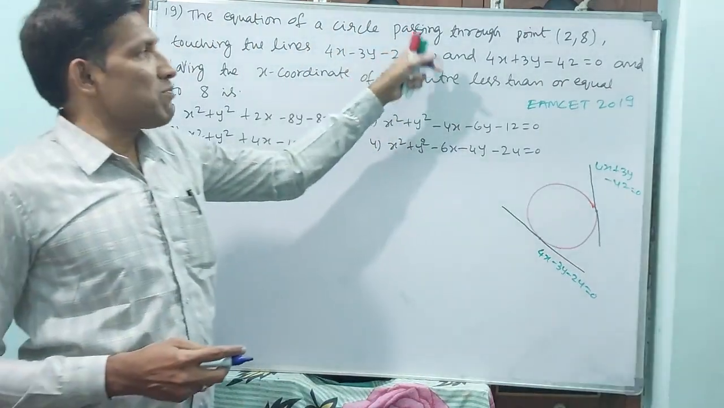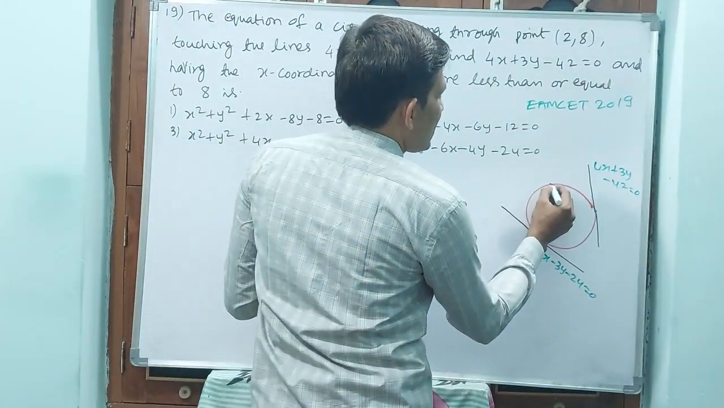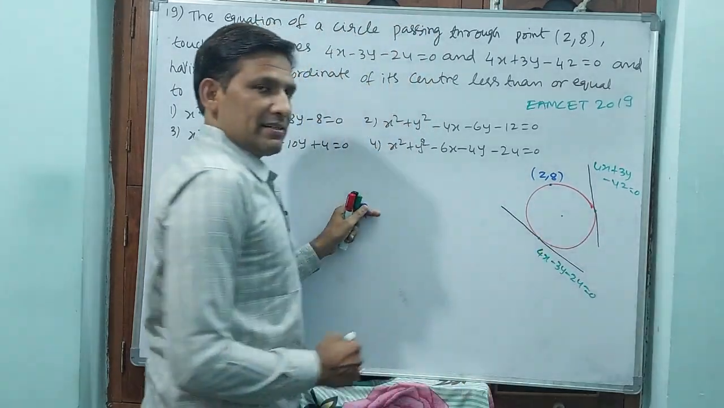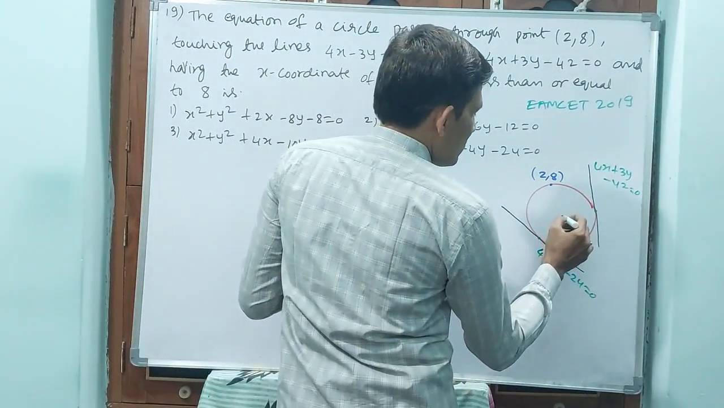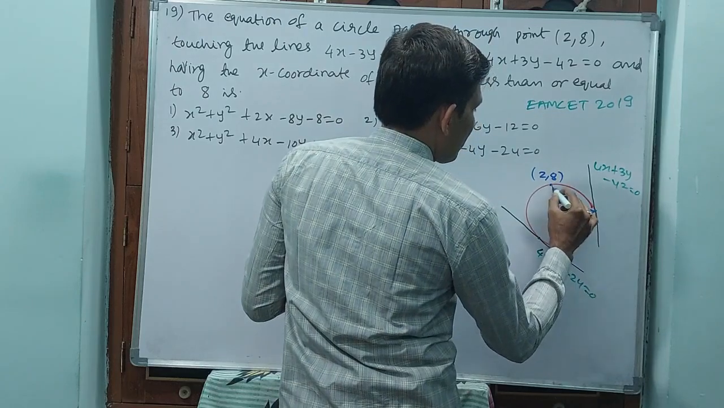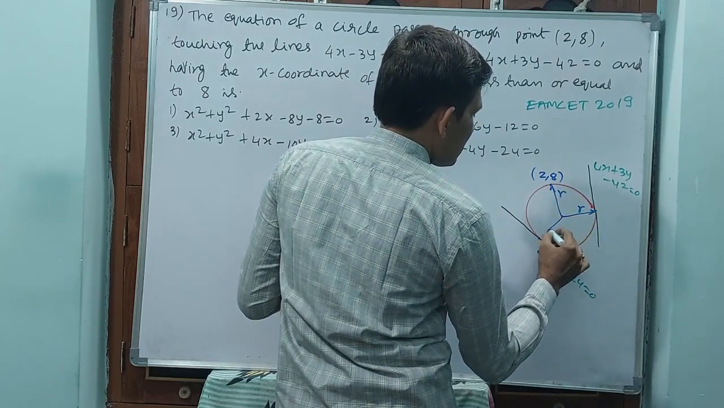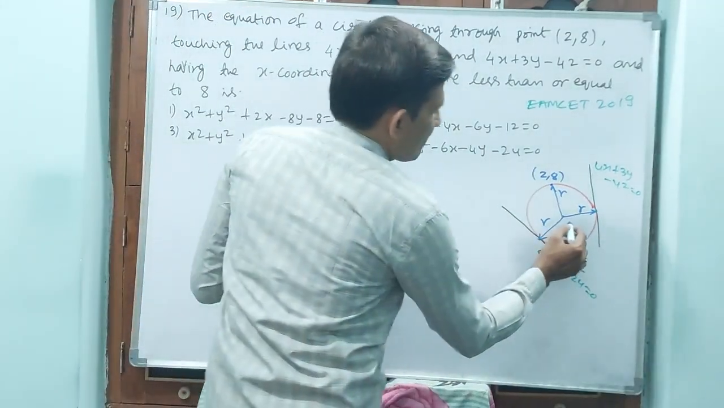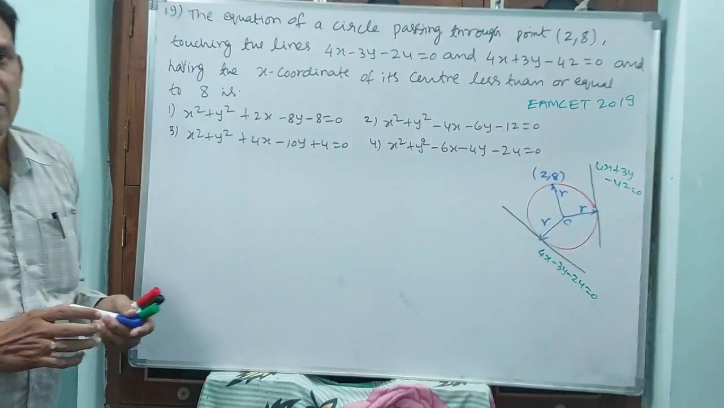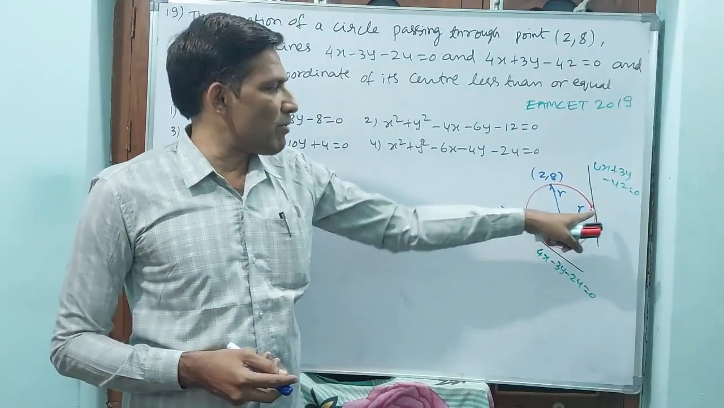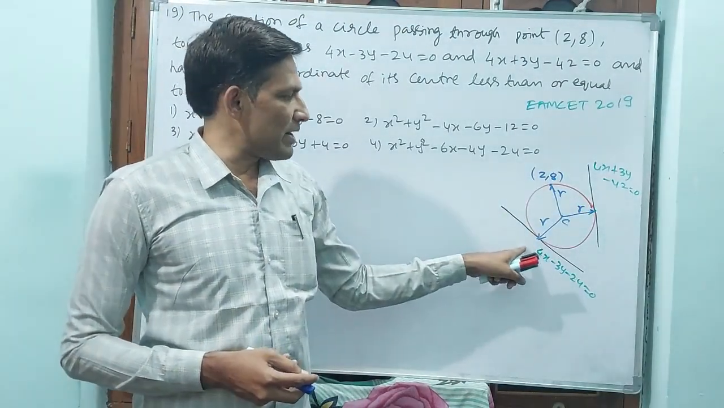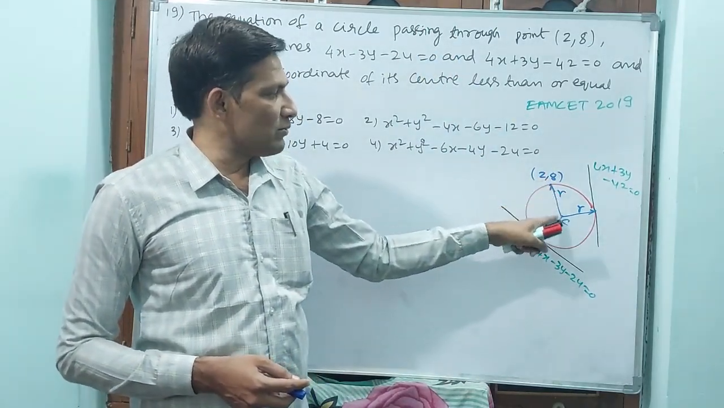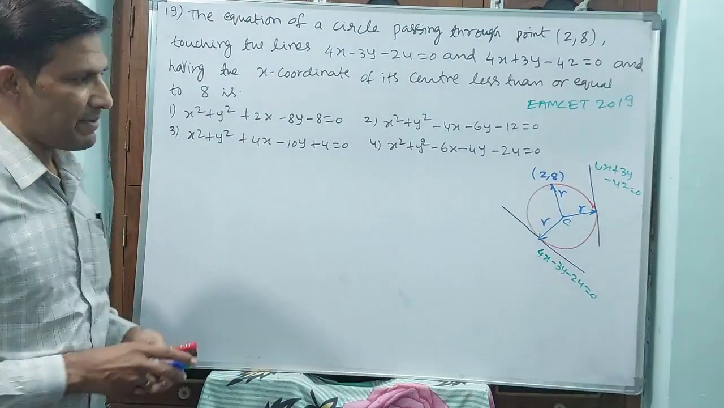Another condition: the circle is passing through (2, 8). This is also there. If it is the center, from the center to this point is also a radius, this is also a radius, this is also a radius. That is the logic behind this question. Because two tangents are touching, the touching point to the center is a radius. And passing through one point means that passing point to the center is also a radius. This is the logic behind this question.